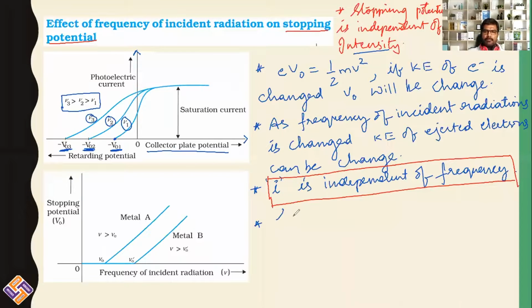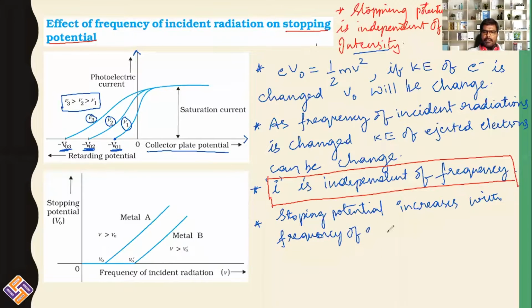So stopping potential increases with the frequency of incident light. As the frequency of incident light increases, stopping potential increases. That's a very important thing you should remember.